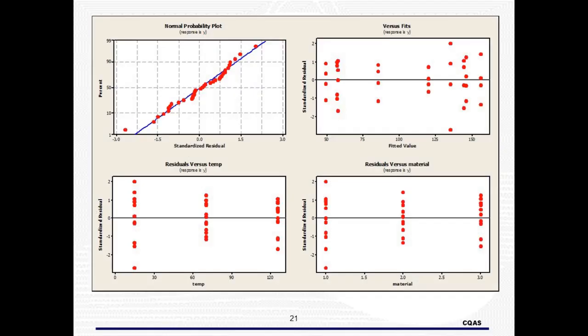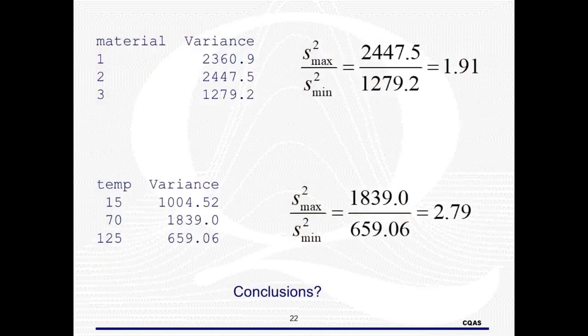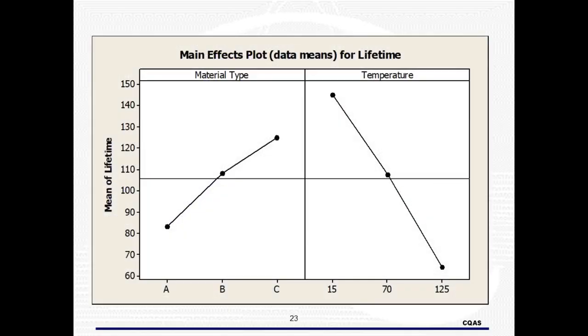From this, there does not seem to be any issues with normality, but I would at least check the rule for equal variances. Based on the values found for the ratios, I would conclude that the equal variance assumption is valid. The main effect plots seem to mimic the output from the ANOVA.